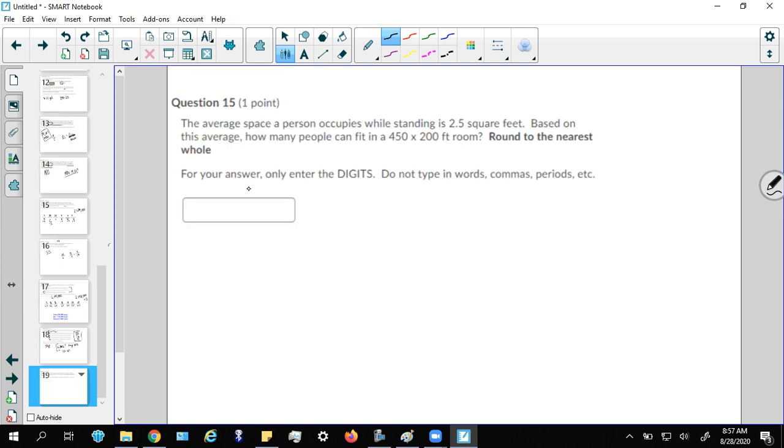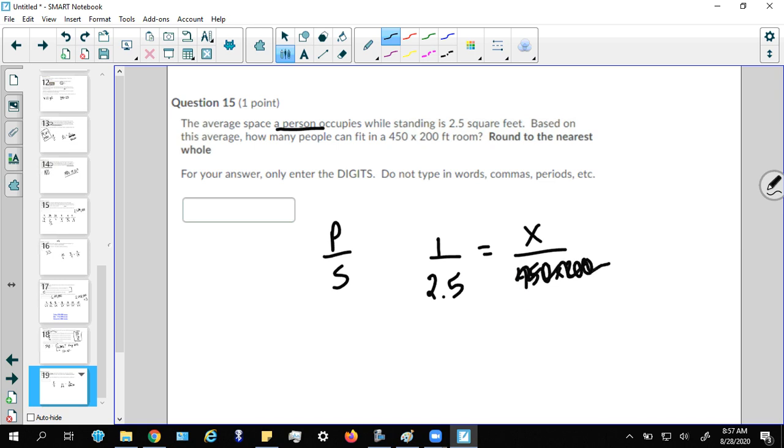All right, question number 15. The average space a person occupies while standing is 2.5 square feet. Based on this average, how many people can fit in this? Okay, so the average space a person, that's one person, 2.5 square feet. Remember, I do a person over space situation, is equal to x over whatever 450 by 200 is. So 450 by 200, I'm going to write 90,000. 90,000, cross multiply and solve. You get 36,000 people. That's a lot of people in that space. Ooh, not much breathing room in that.